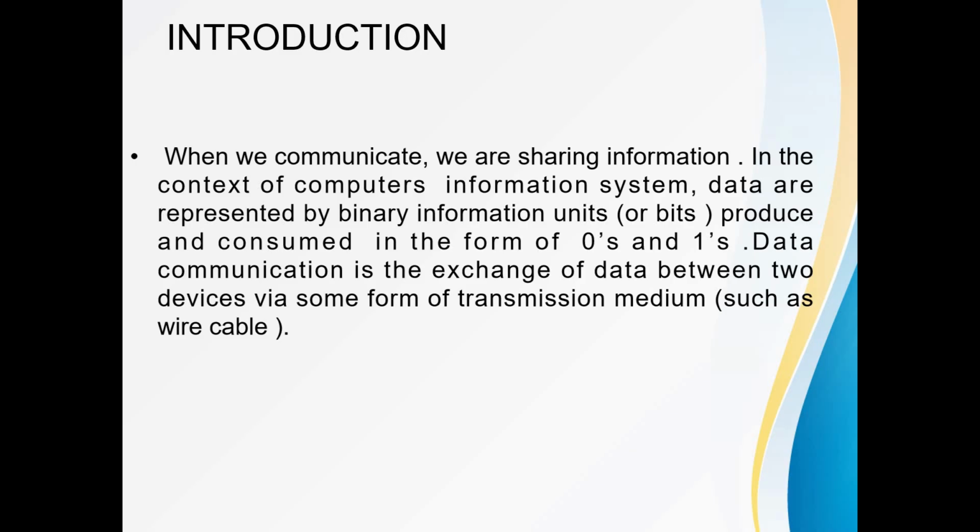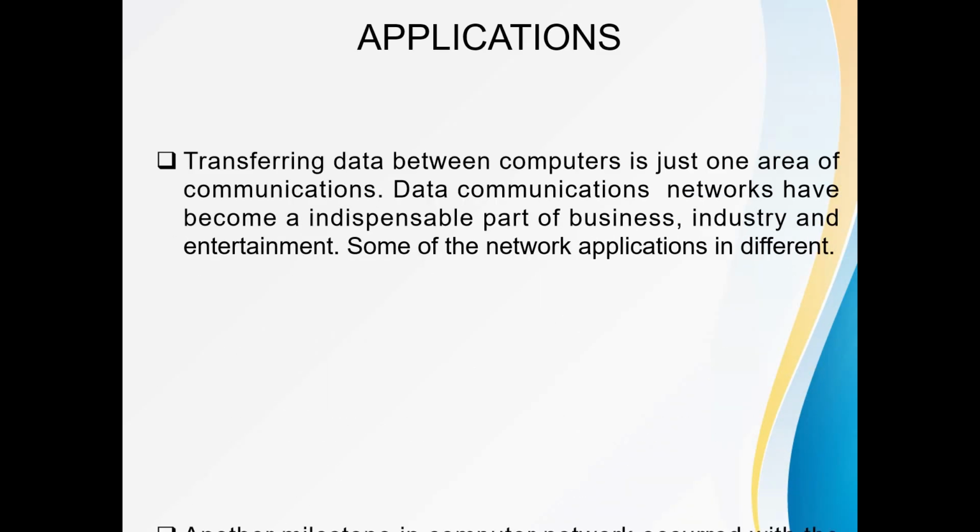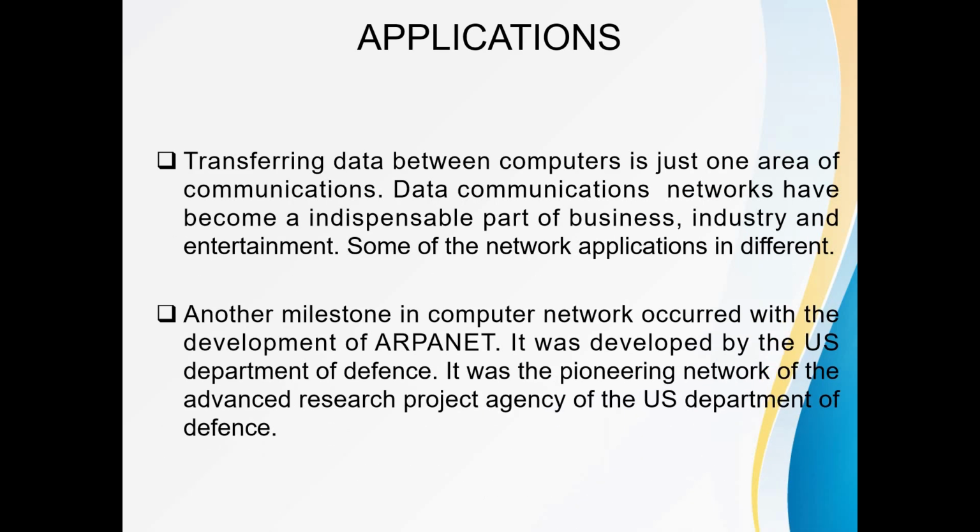Regarding the characteristics of communication, we can say there are three characteristics. First one is delivery, second one is accuracy, and third one is timeliness. Regarding the components in a data communication system, there are five components in total. First one is message, second is sender, third is receiver, fourth is medium, fifth is protocol.